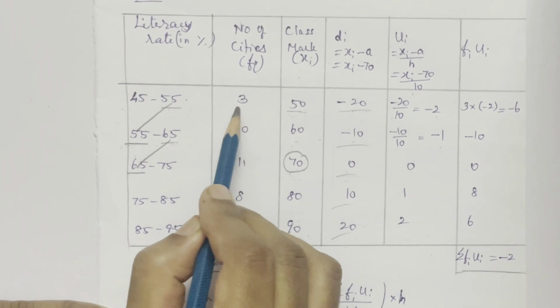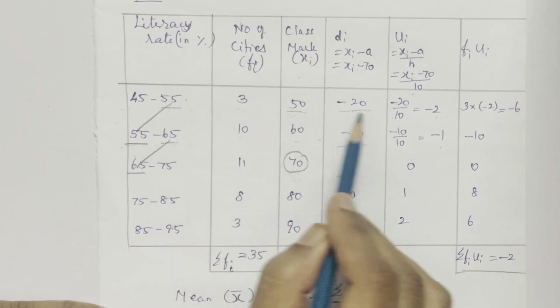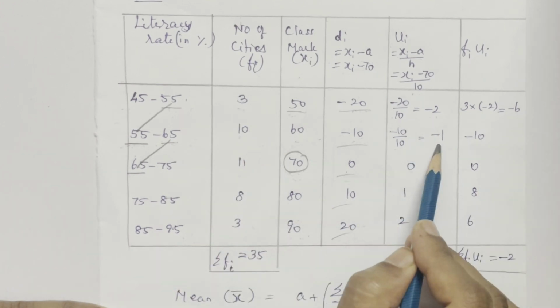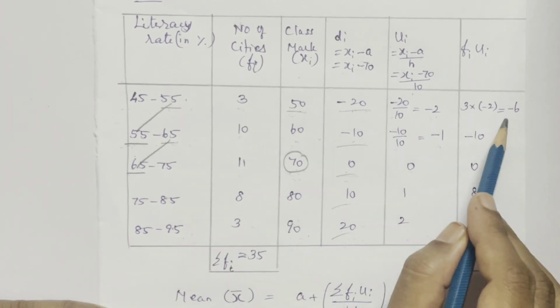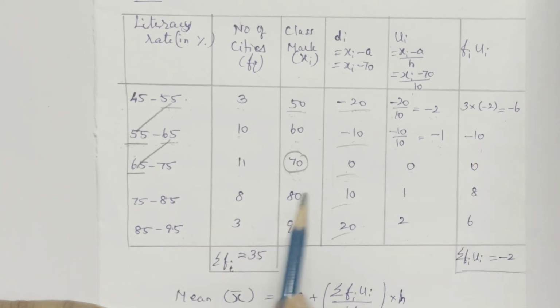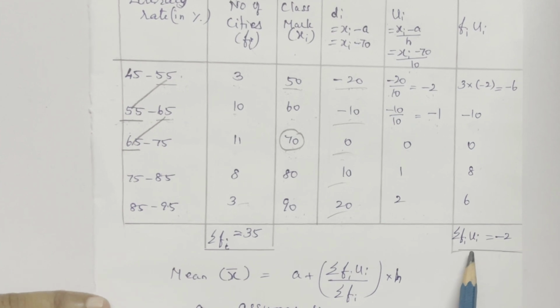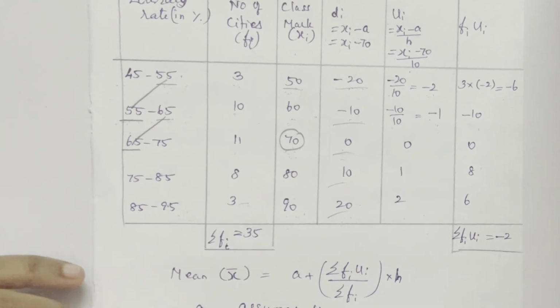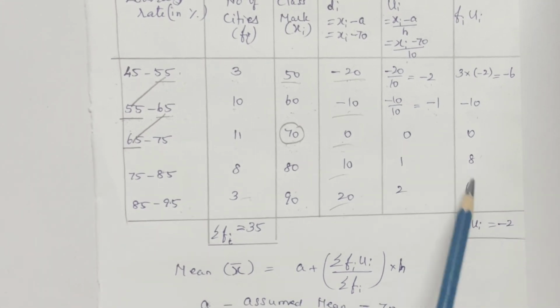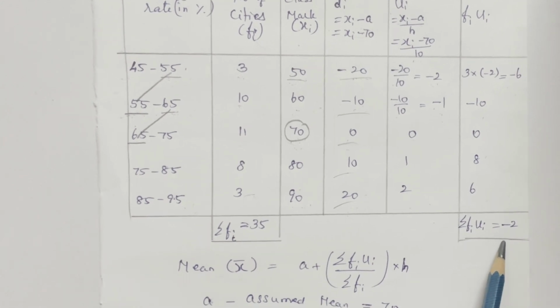Finally, I have calculated fi ui. 3 into minus 2 is minus 6. 10 into minus 1 is minus 10. In that way I have calculated fi ui and added everything. Sigma fi ui is equal to minus 2. So we have processed by the step deviation method.